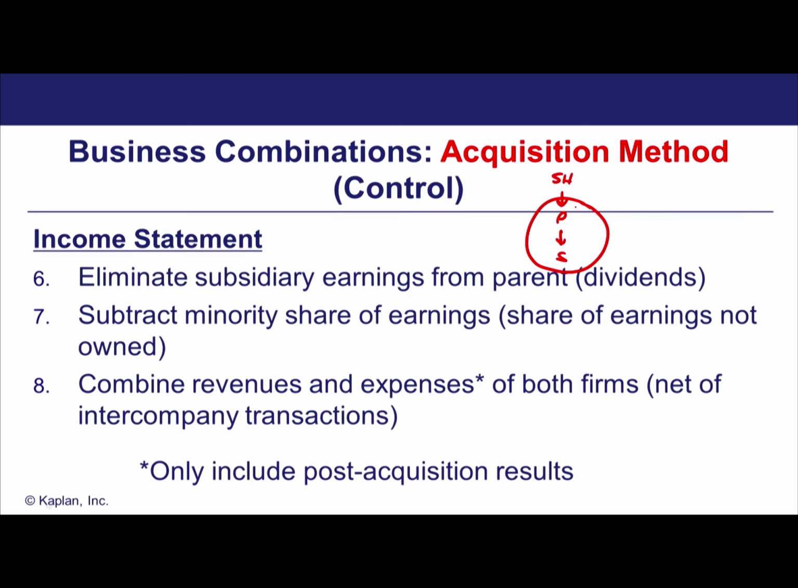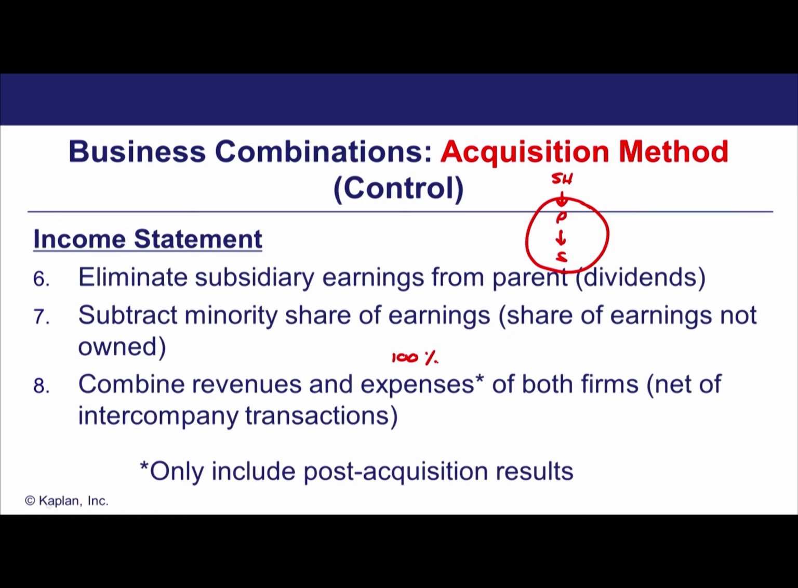And then remember, when we combine the revenues and expenses, we're taking 100% of the subsidiary's revenues and expenses, even if we don't own 100% of the share capital. Now, we've also got a little star here saying only include post-acquisition results. So if you remember, when we were talking about retained earnings in the balance sheet, we said we can bring in our share of post-acquisition retained earnings generated in the subsidiary. Well, it's a similar approach in the income statement.